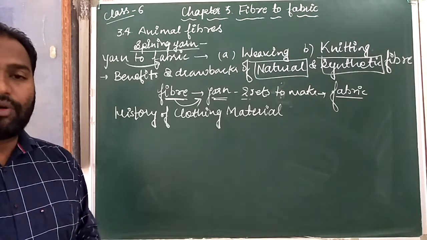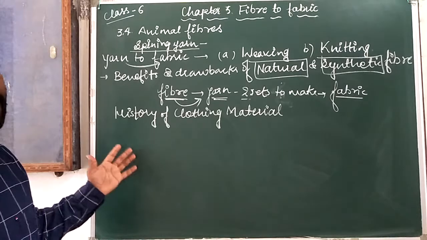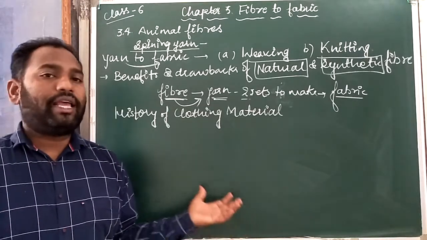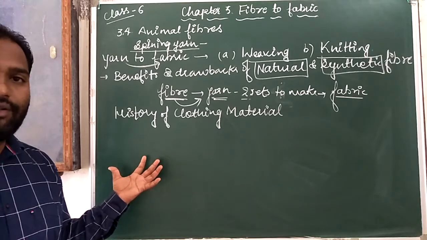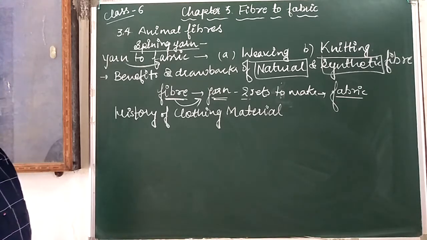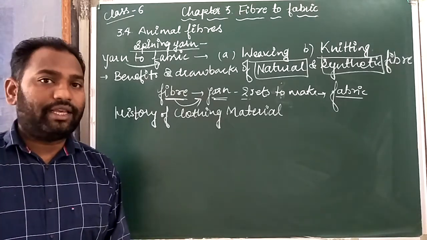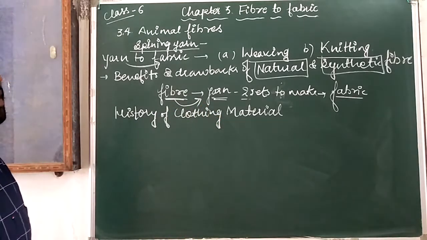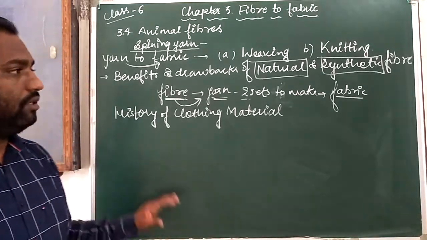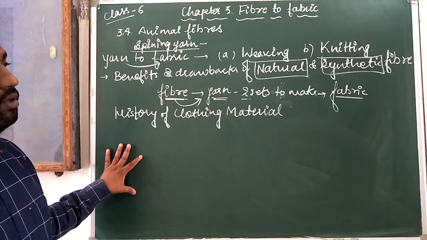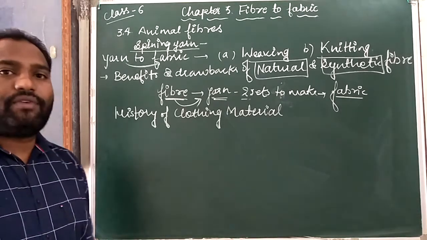Nowadays many different types of clothes and materials are made of animal fibers, plant fibers, and synthetic fibers. But animals and plants are limited in nature, so nowadays we are using synthetic fibers. We already discussed earlier why synthetic fibers are used by us. This is the end of our chapter, chapter number 3, Fiber to Fabric.